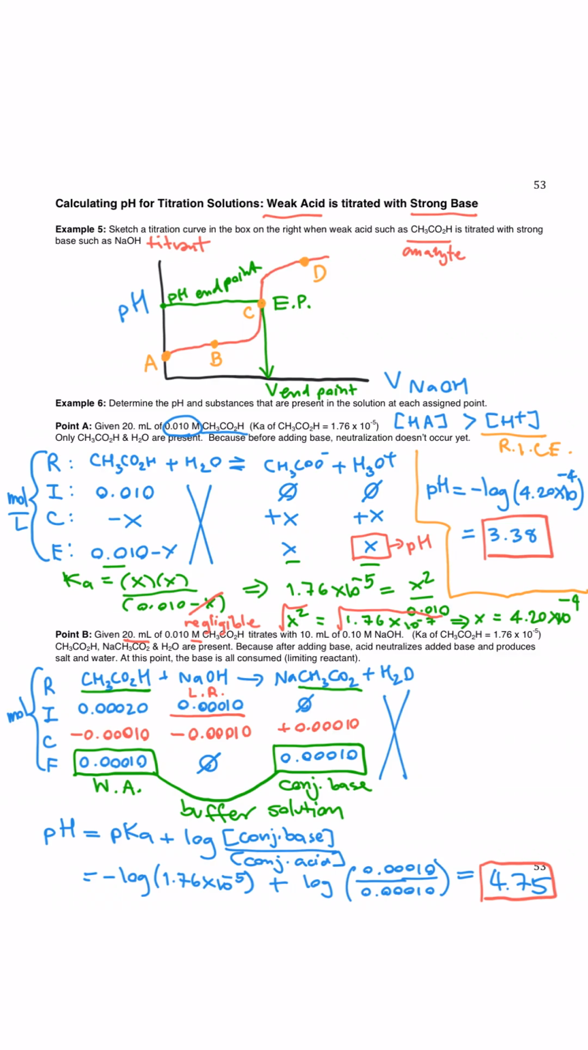If you compare the pH between point A and point B, you can see that as we add sodium hydroxide into the solution, the pH needs to go up because the solution becomes less acidic and more basic.